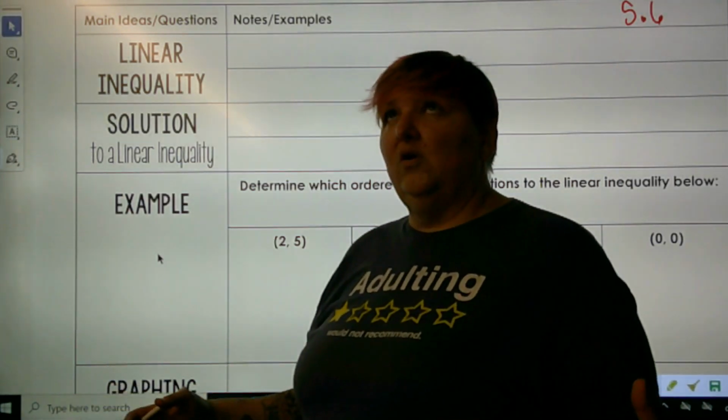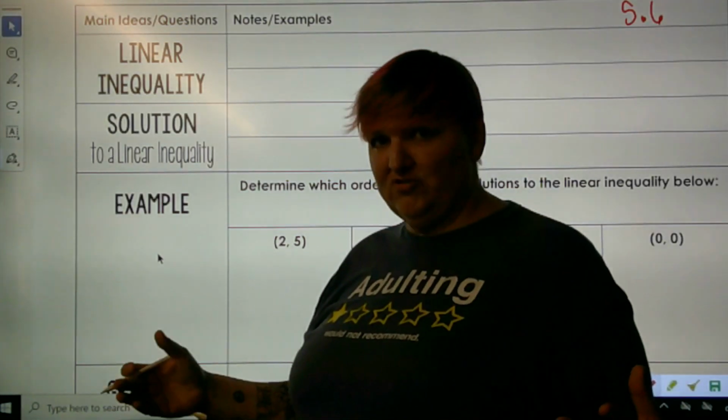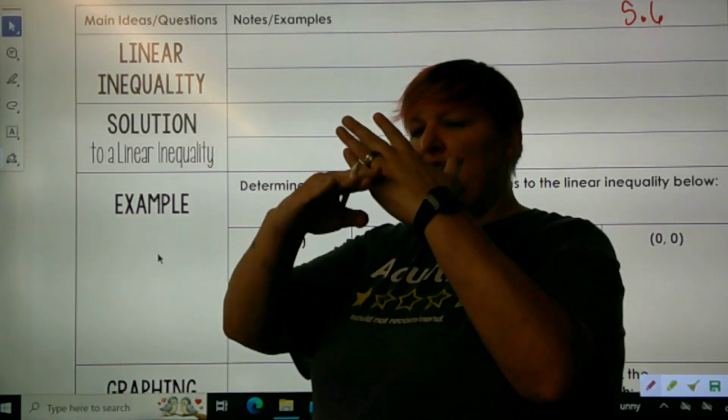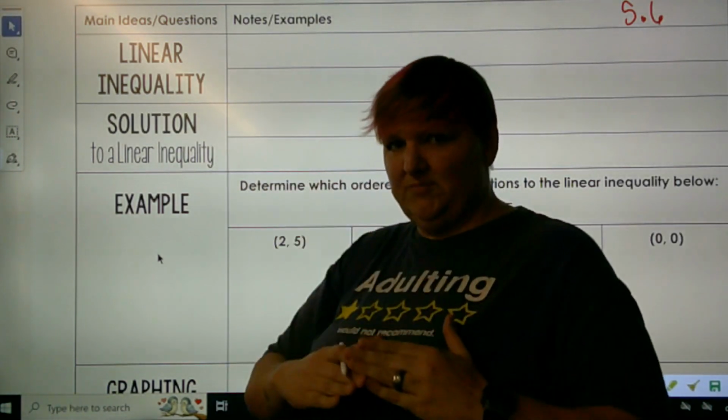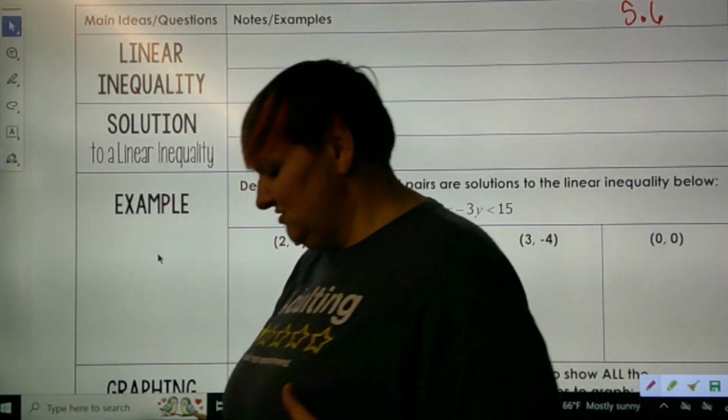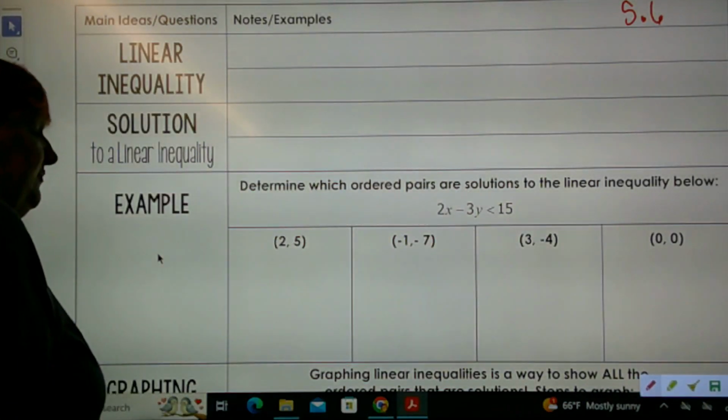So what's the correct possible solution set if two lines cross and you know that this is possible and this is possible, then this becomes possible, right? So how do you put that into words?